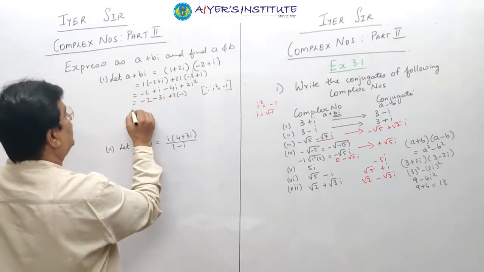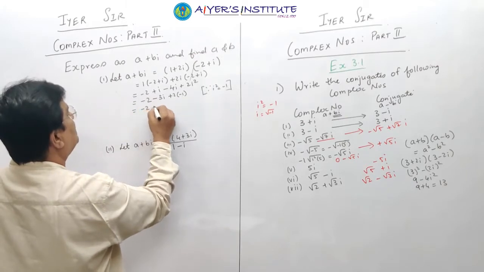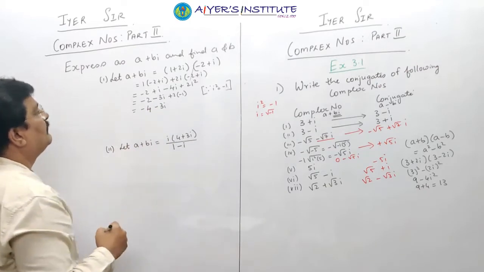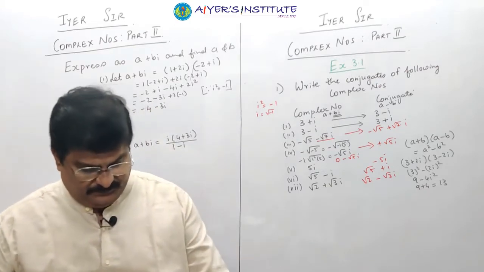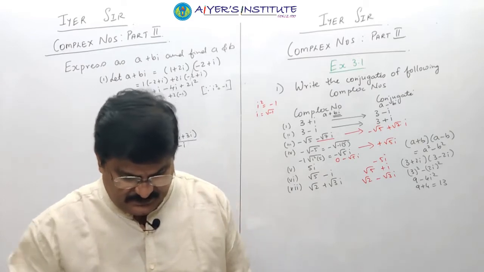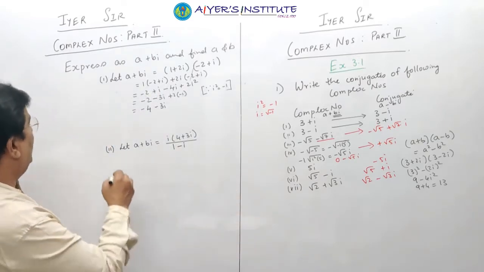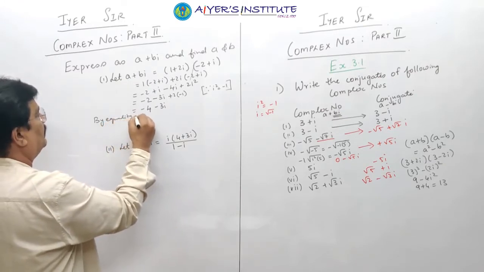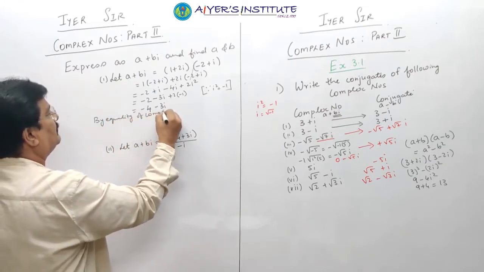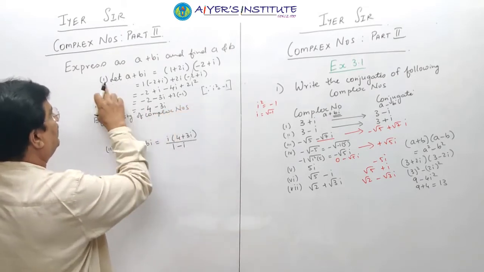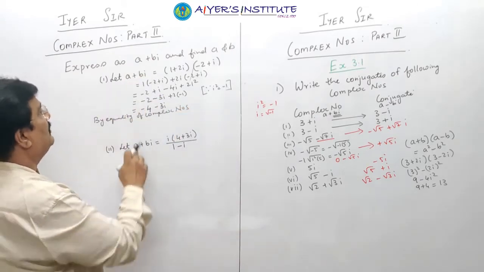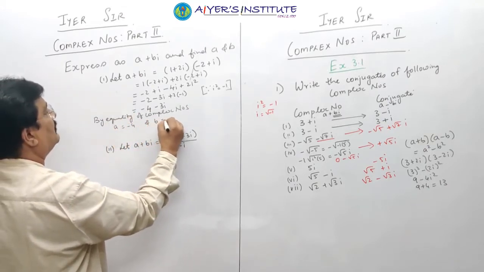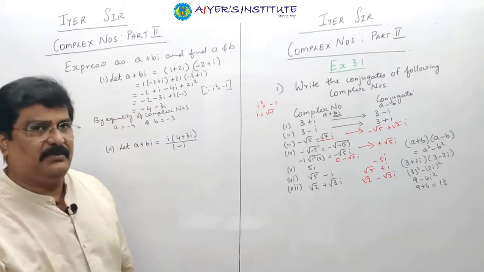Now when we take these two together, this is minus 2, this is minus 2, minus 2, minus 2 will give you minus 4, minus 3i. Is that clear? So by equality of complex numbers, we know that this and this complex number are equal. A is equal to minus 4 and B is equal to minus 3. This is how we do the breakup.